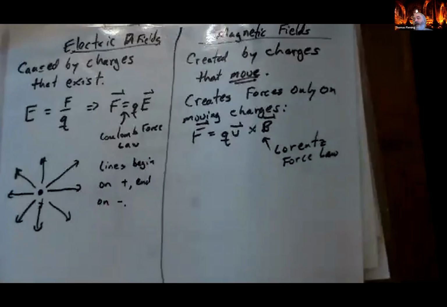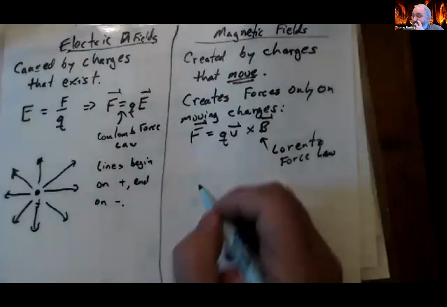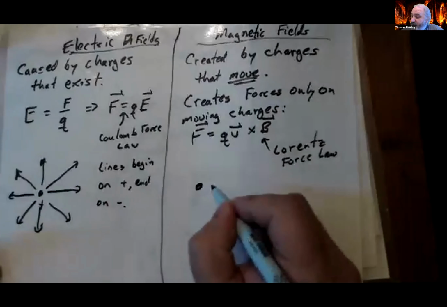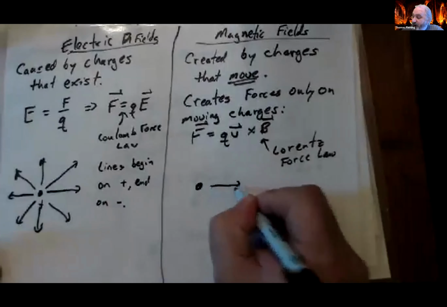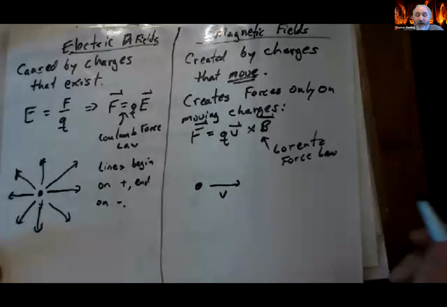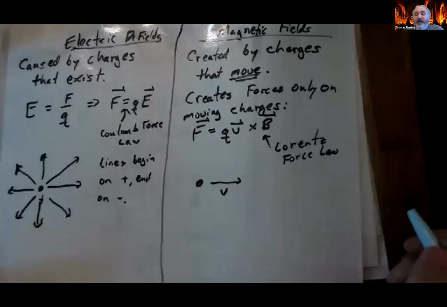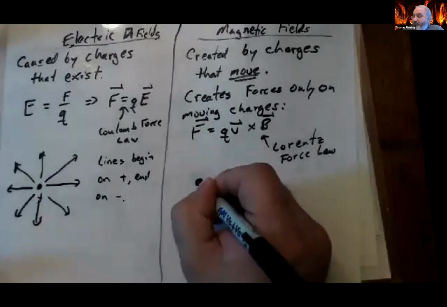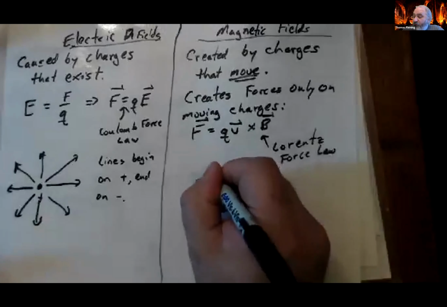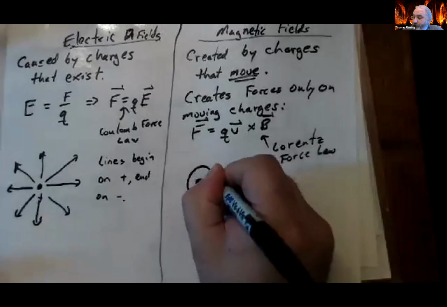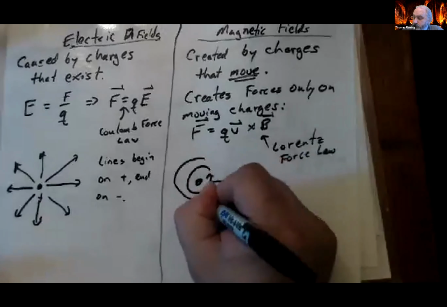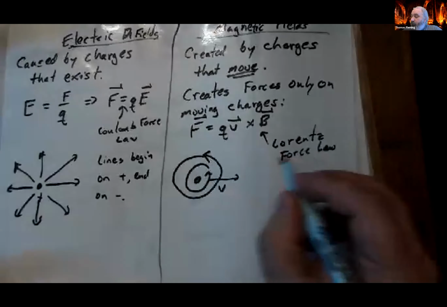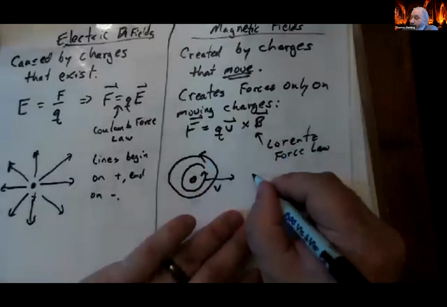But for magnetic field lines, that's not what they're going to look like at all. For a magnetic field line, if I have a positive point charge and it's traveling, say, to the right, then what's going to happen is it's going to generate magnetic field lines that don't emanate away from the charge, but instead swirl around it. So magnetic field lines form closed loops.